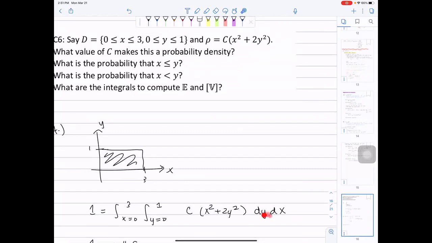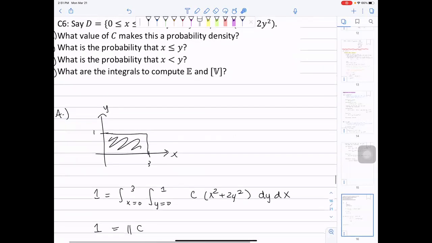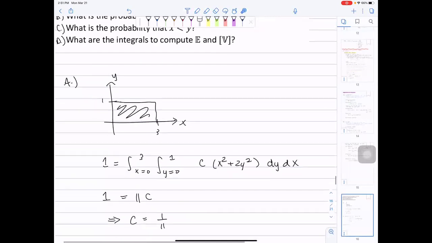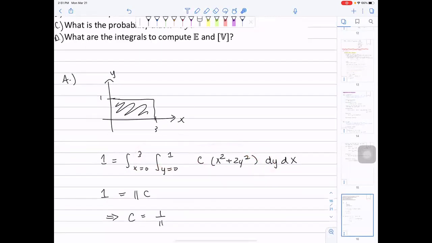So if we wanted to do dy dx, draw lines in the increasing y direction, y goes from 0 to 1, x goes from 0 to 3, so it's a rectangular region, and we set that equal to 1. So this integration, if you solve it, you'll get 11c. So you have 1 equals 11c, and we're solving for c, right? So c equals 1 over 11.